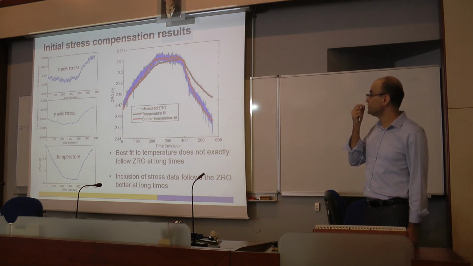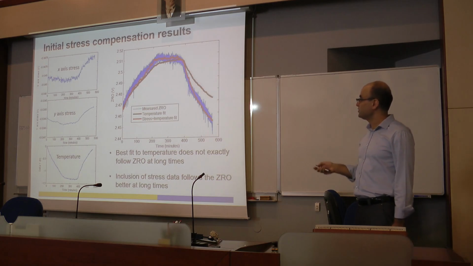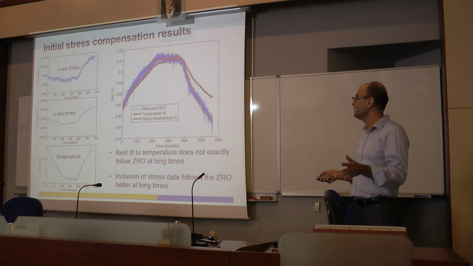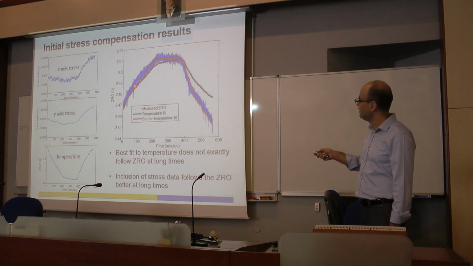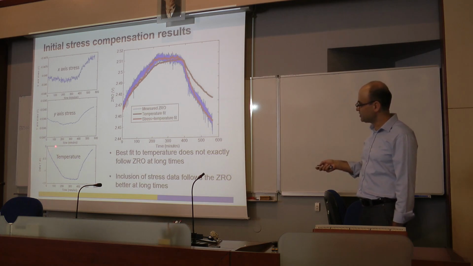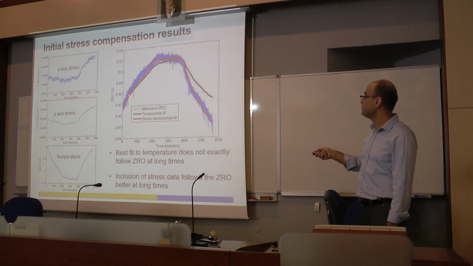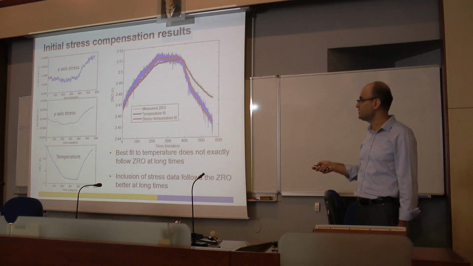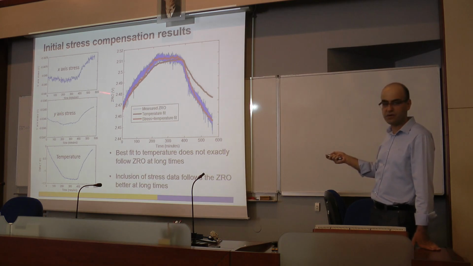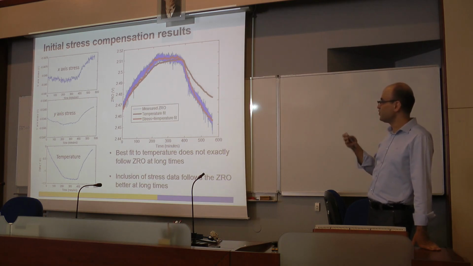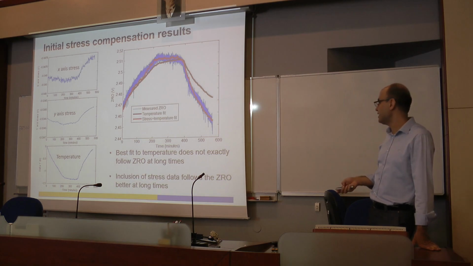So this is one of the first results. I have a gyro running. I'm measuring x-axis stress, y-axis stress, and temperature at the same time. The blue is my gyro output. If you look at temperature, it starts from 0 and kind of comes back to 0. But if you look at the gyro, it doesn't come back to 0. It passes 0 and goes somewhere else. And if I look at my stress sensors, they look like the gyro output. So this was the first hope that the stress sensing is helping.